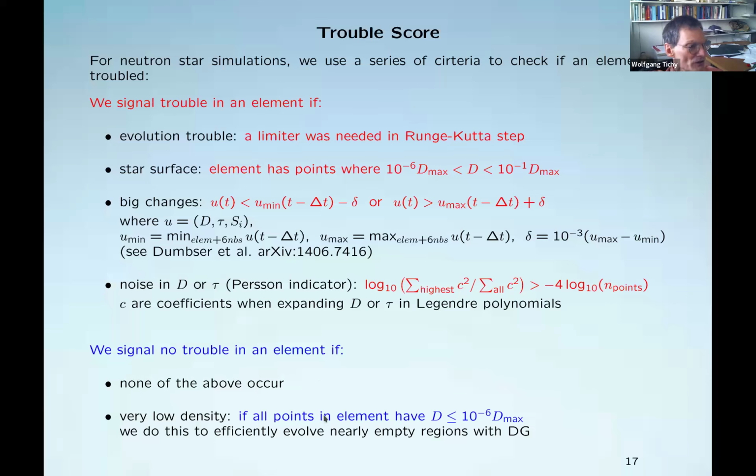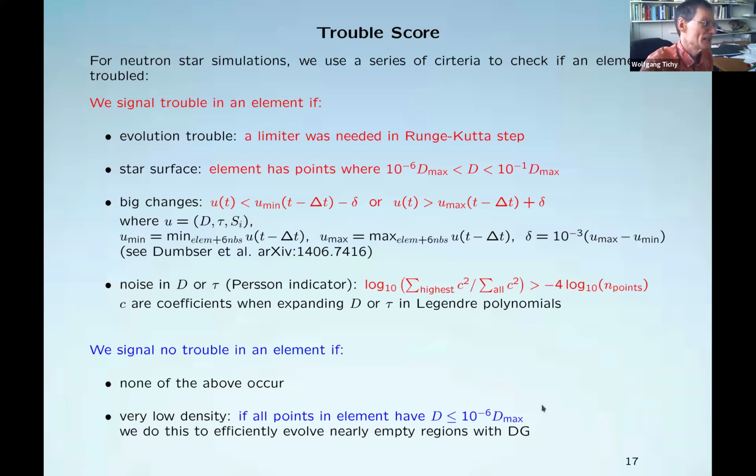And we also say there's no trouble if we are in a very low density region, right? In these low density regions, you might actually have violent oscillations in the matter fields, but if they are low enough, say below 10 to the minus 6, then we really don't care about them, right? So if the matter oscillates a little bit at very low density, it doesn't really influence the gravitational fields very much. And the reason why we basically declare no trouble and therefore force the use of DG is that DG is actually more efficient. So we want to use DG in most of the domain where there is no matter, where the space is empty or mostly empty.